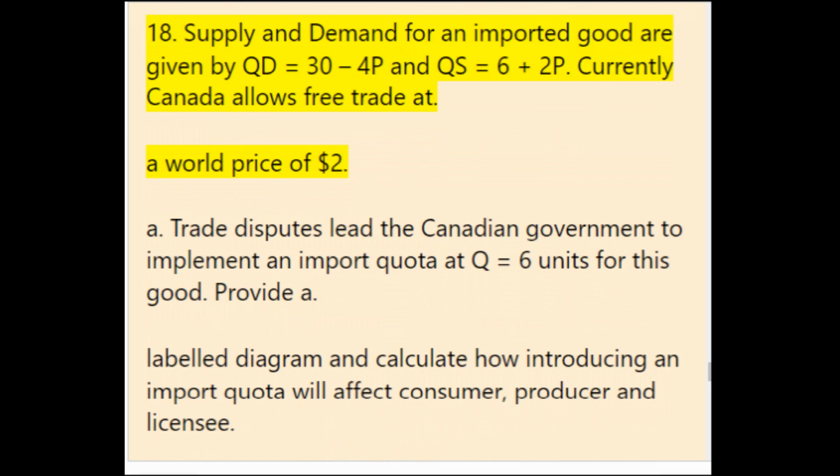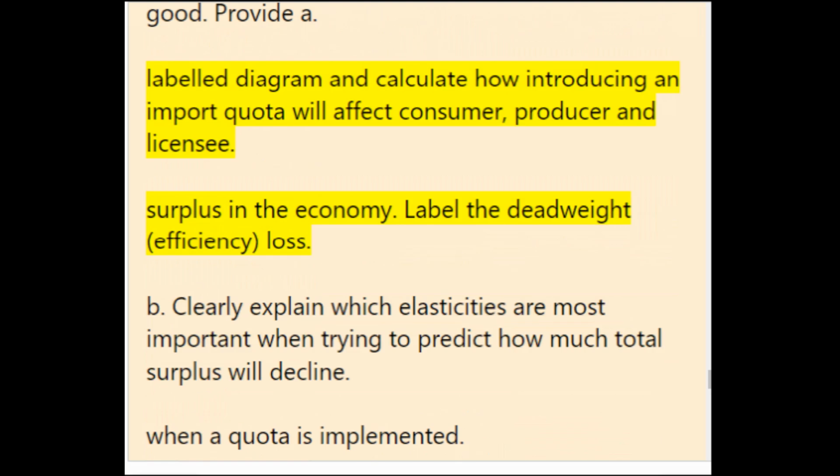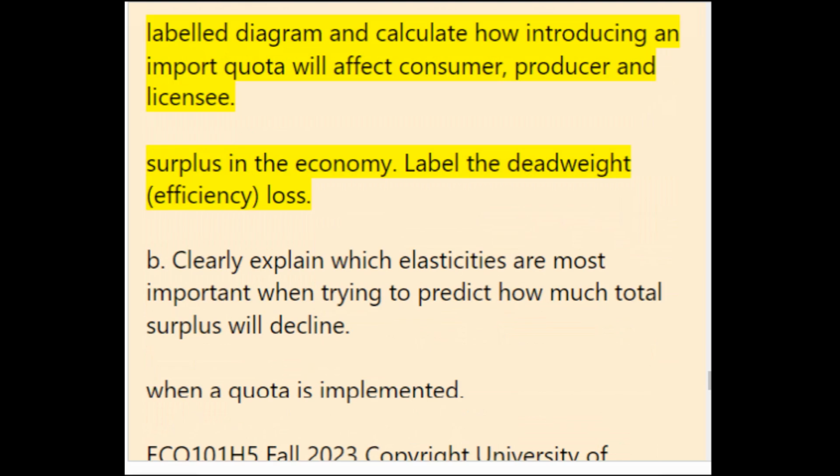18. Supply and demand for an imported good are given by QD equals 30 minus 4p and QS equals 6 plus 2p. Currently Canada allows free trade at a world price of $2. A. Trade disputes lead the Canadian government to implement an import quota at Q equals 6 units for this good. Provide a labeled diagram and calculate how introducing an import quota will affect consumer, producer, and licensee surplus in the economy. Label the deadweight, efficiency, loss.